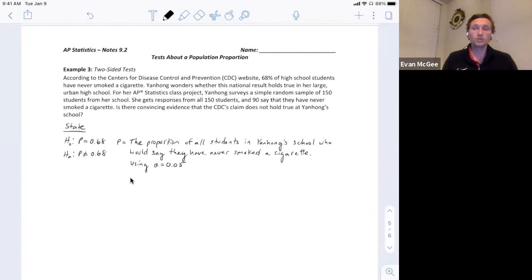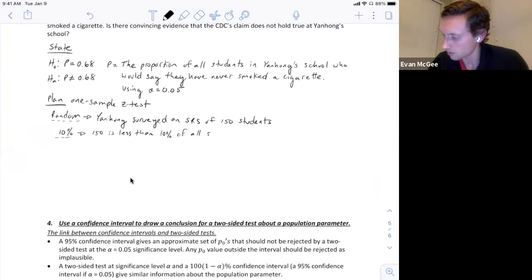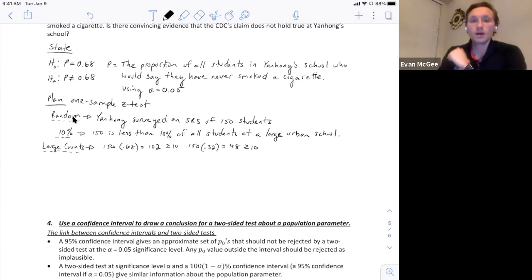So next we'll state that this again is a one sample z-test, and we'll check the 3 conditions as well. The random condition is met because she took a simple random sample of 150 students. The 10% condition is met because it's safe to assume that 150 students is less than 10% of all students at a large urban high school. And the large counts condition is met because the expected number of successes would be 102 and failures would be 48, which are both greater than 10. Now you have to remember, you're assuming the null is true here. You're not using the sample that she actually took.